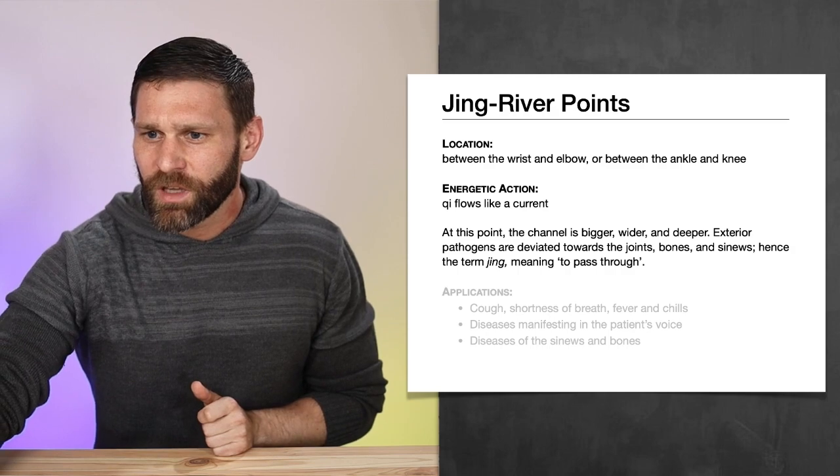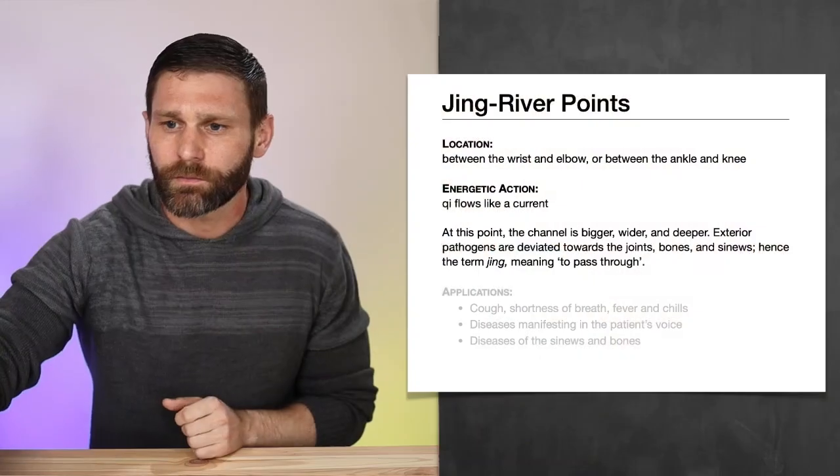And so again, here we're saying external pathogens are deviated towards the joints. Why would this happen? Because we don't want external pathogens to go to the organs. If you have an external wind-heat or wind-cold, we don't want it getting into the organs. That's really bad. So at the Jing River points, we can deviate it and push it into the joints rather than hitting the organs and causing serious problems. But again, this is something we say according to the theory. I'm not sure that this comes up clinically.